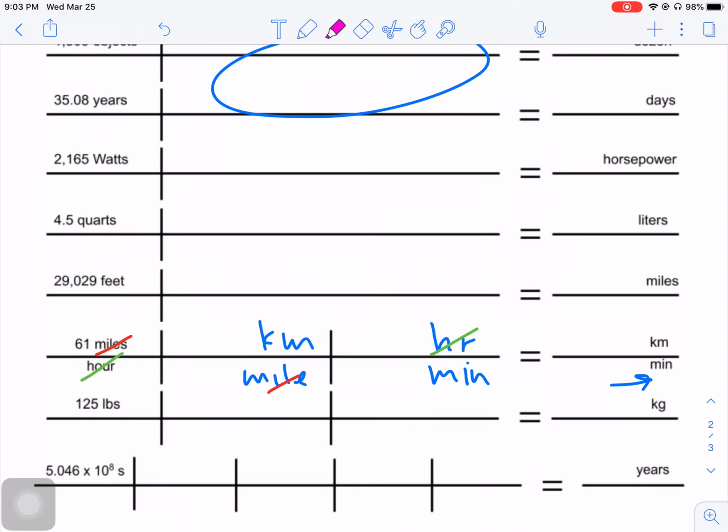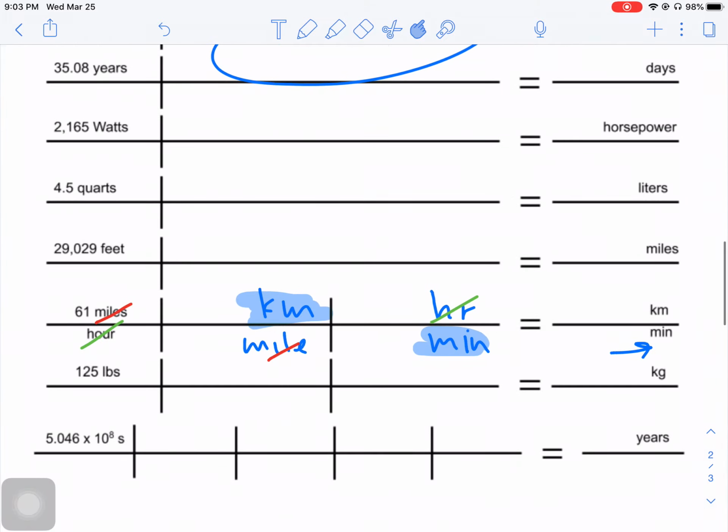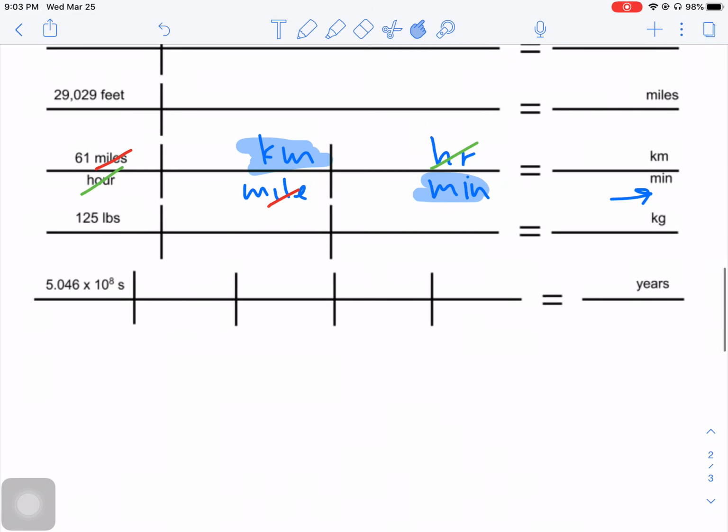Now if you really think about it, guys, everything's going to cancel out except for kilometers on top and minutes on bottom. So plug in your conversion from kilometers to miles, and then plug in your conversion from hours to minutes. I do believe I've provided those for you up top. Okay.